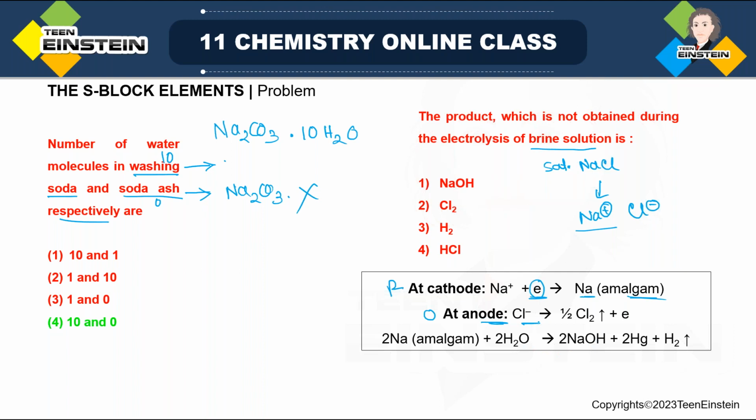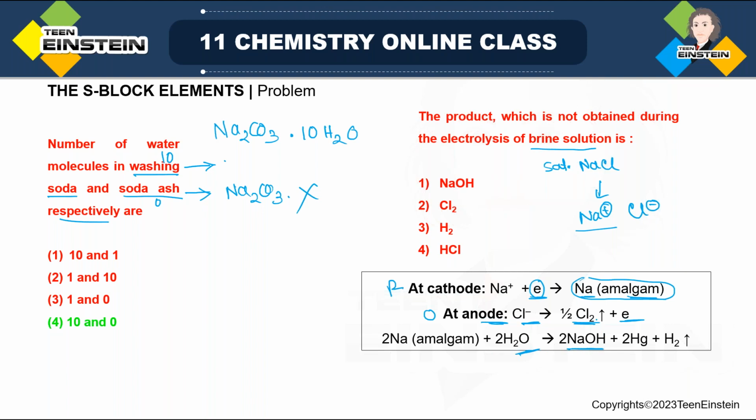So at the anode, Cl- is donating this electron, and itself is oxidized to chlorine. For balancing purposes, it is written as half chlorine, so that on both sides there is only one chlorine. So these are the reactions going on at cathode and anode, but this sodium amalgam ultimately reacts with water, producing NaOH. So in this way, we can make sodium hydroxide.